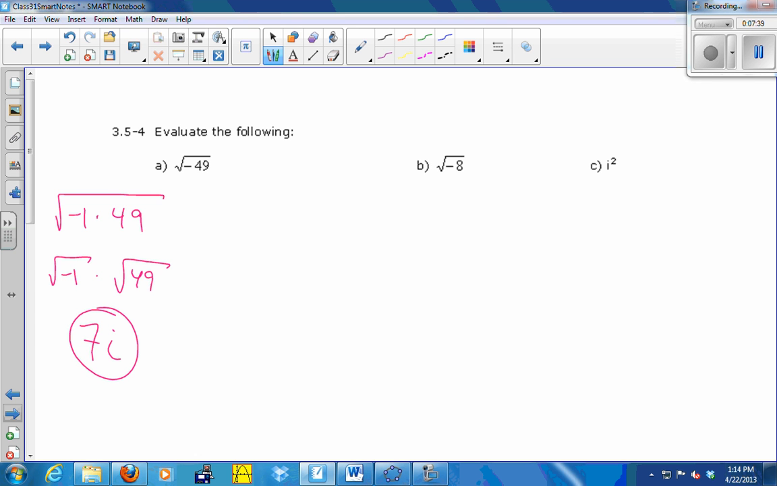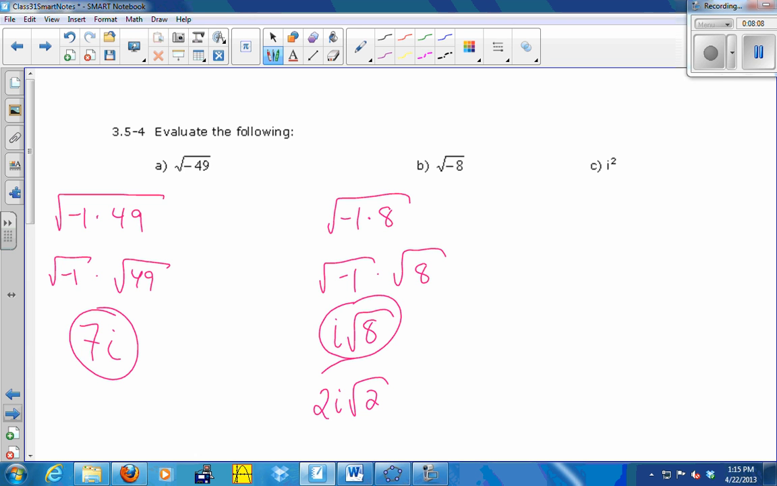Square root of negative 8. This will be the square root of negative 1 times positive 8, which is the square root of negative 1 times the square root of 8. Square root of negative 1 is i. So I could write this as i square root of 8. Or I could simplify the square root of 8 to be 2 root 2, so 2i root 2. Either of these would be acceptable.